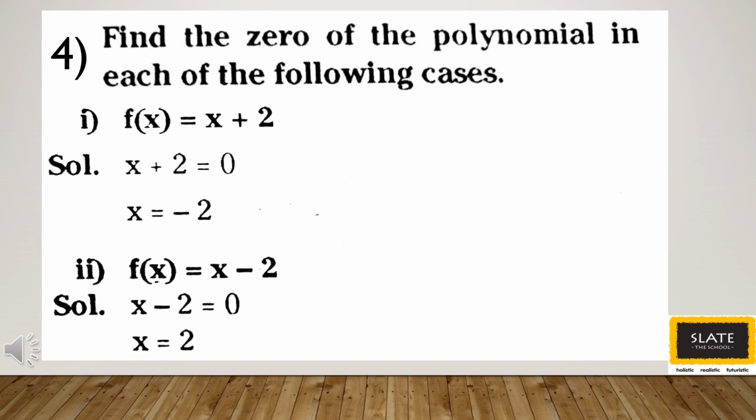Now the second question, f of x is equal to x minus 2. Now equate x minus 2 to 0. So we get x is equal to 2. Now in this, f of x is equal to x minus 2. 2 is the 0 of the polynomial f of x is equal to x minus 2.